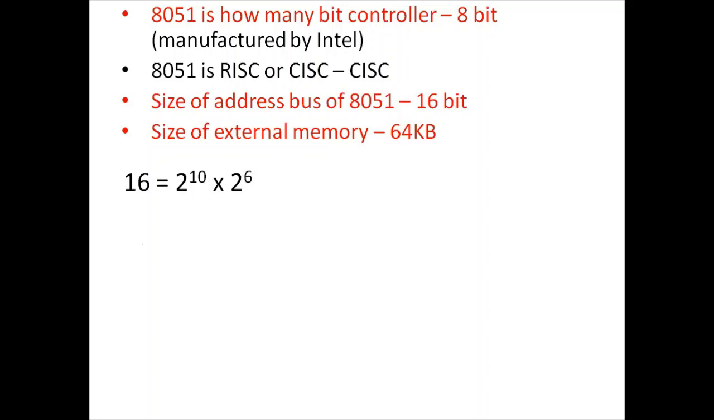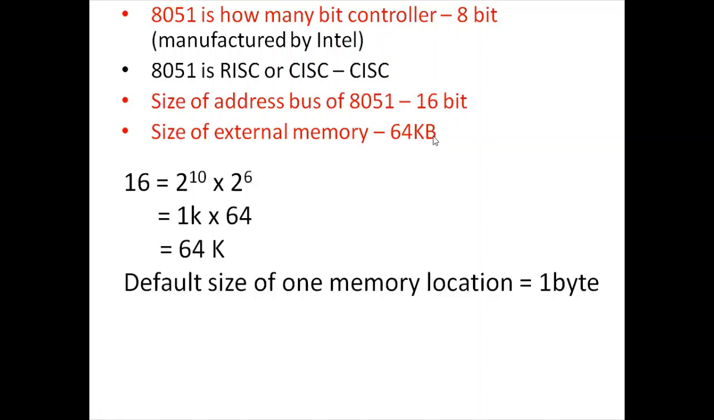Of course I cannot split 16 as 2 raised to 20. So I'll split it as 2 raised to 10 and the remaining is 6. You know indices: if there is multiplication, the powers get added. So 2 raised to 10 into 2 raised to 6. 2 raised to 10 was 1 kilo, and 2 raised to 6 is 64. So that is 64 K. And when I say 64 KB, it means in one location there are 8 bits. The default size of one memory location is 1 byte, that is 8 bits, and hence you have 64 KB as the size of external memory.